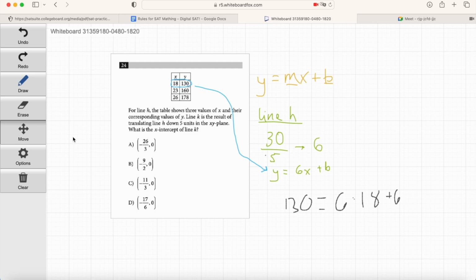Sorry, not a 6. Is that what your b's look like? Is that a b? Oh no, sorry, I thought, yeah, a b. Let me make it real clear. There you go, or more clear.